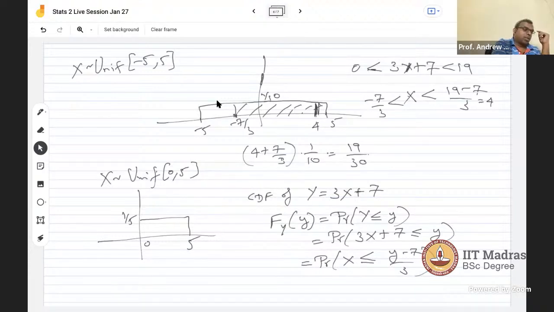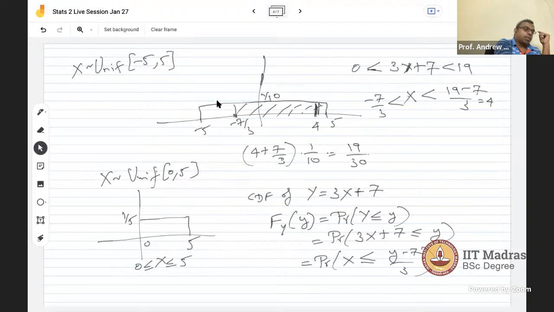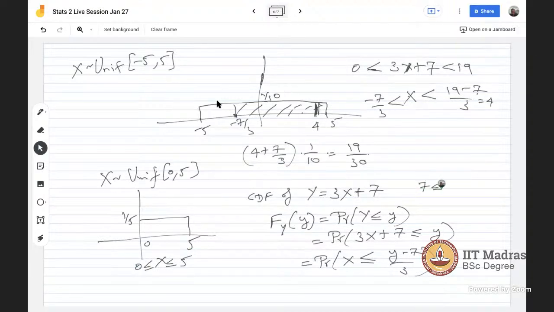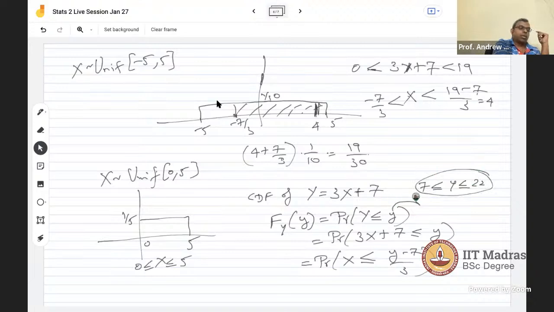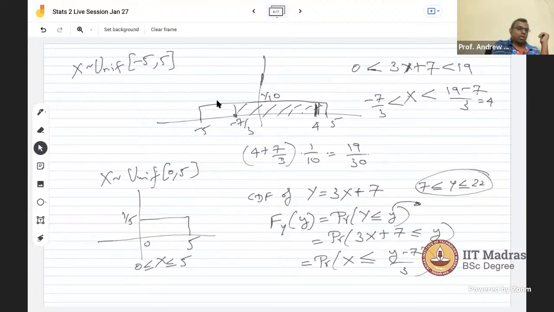So remember, x takes values from 0 to 5. So y will take values from what to what? 7 to 22. Okay, so you should remember that. So y takes values from 7 to 22. Here the function 3x plus 7 is monotonic, so we can use the standard formula that you described in the video. You can do that also, but I'm just writing it down because we want the CDF. So this one you can easily write. If y is between 7 and 22, (y minus 7) by 3 will come here.